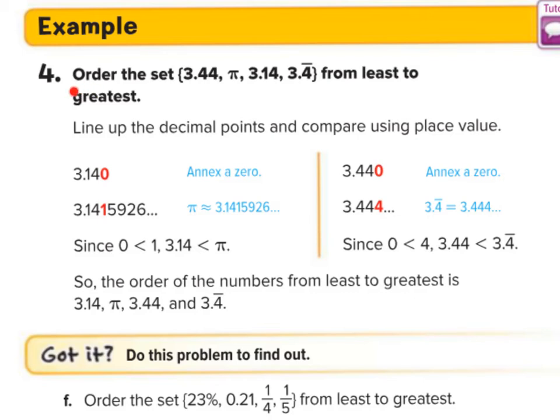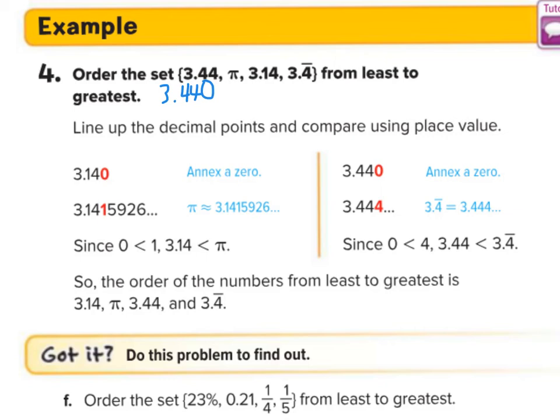Let's look. They want you to order the set of numbers 3.44, pi, which is 3.14 and it continues on with other numbers, and then 3.14 terminating, the next number will be 0, and 3.444444 continuously. We have to look at the place value. You know that, right? Pi continues. Remember the example that we had originally for pi in the first example?